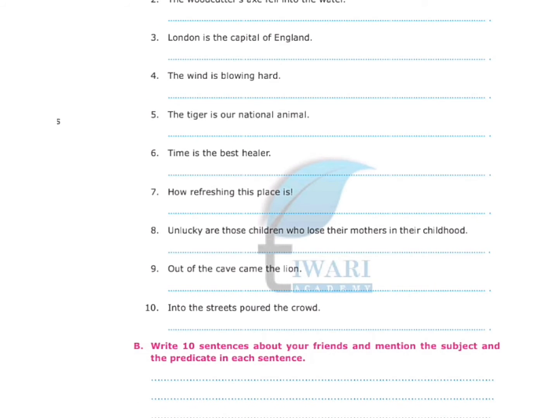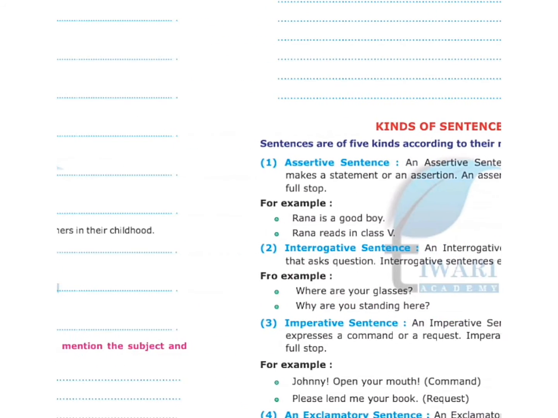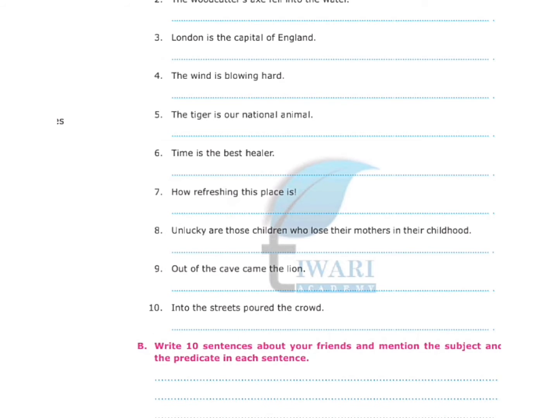Okay, so write 10 sentences about your friends and mention the subject and the predicate in each sentence. So you have to write down here 10 sentences about your friends, and also you have to mention the subject and predicate, like he is a good speaker. Okay, so he is the subject, is a good speaker is completely the predicate. So you have to write it yourself. Only 10 sentences, in your book.